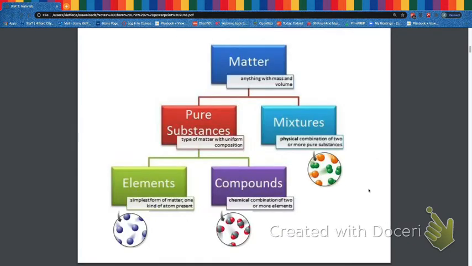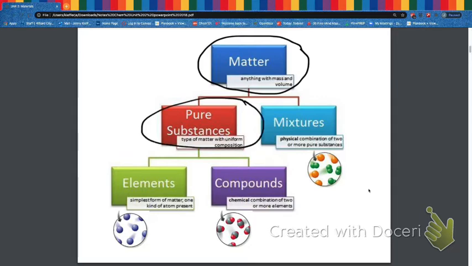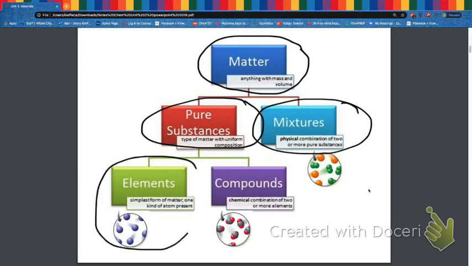Here's a little table that shows this relationship, how we classify matter. We've got matter up here at the top, anything that has mass and takes up space. It can be broken down into pure substances and mixtures. And then the pure substances can be broken down into elements and compounds.